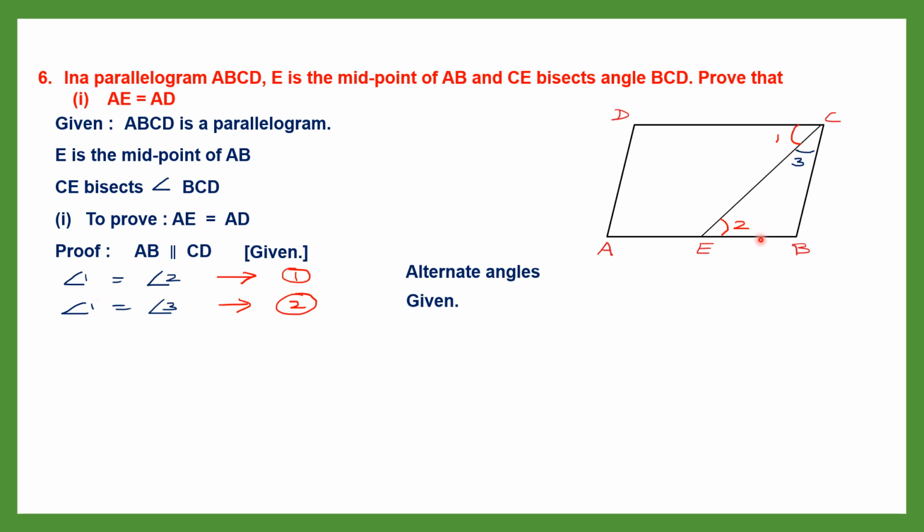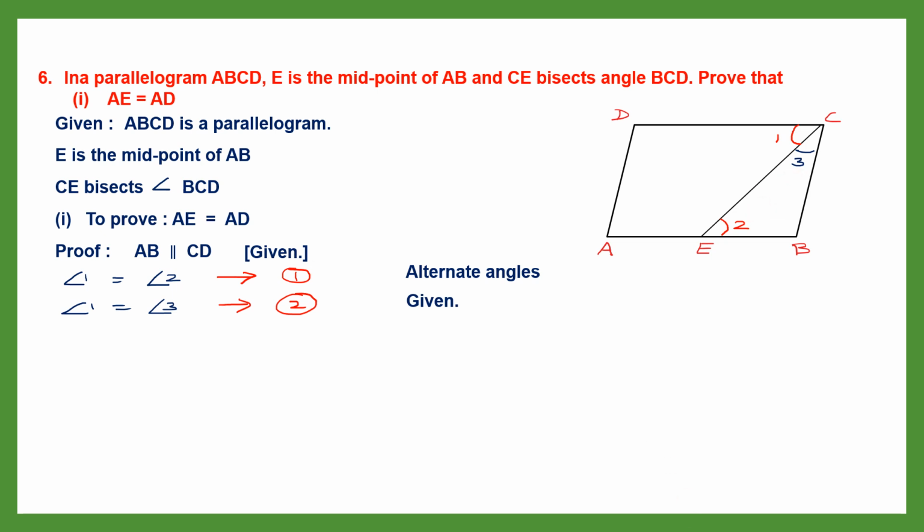Angle 1 is equal to angle 2 because they are alternate angles. Angle 1 is equal to angle 3 because it's given to us in the question that this has bisected the angle into two equal halves. Bisecting means dividing into two equal halves. So now from equations 1 and 2, we can say 2 is equal to 3 because 1 is equal to 2 and 1 is also equal to 3. That means 2 is equal to 3. That means these two angles are equal.